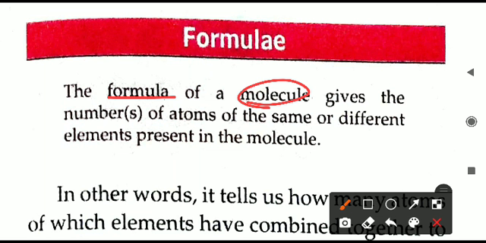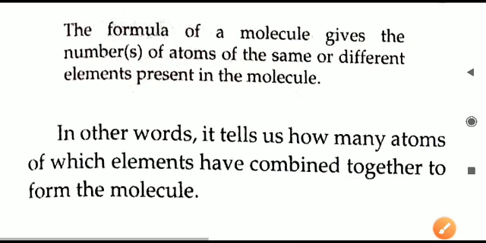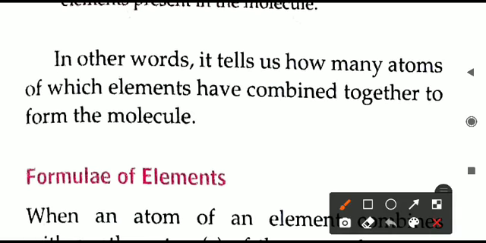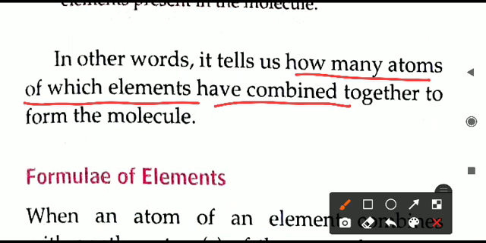Different formulas are there when we represent any kind of molecule. So the formula will tell us the number of atoms which are present in a particular molecule. These atoms may be of the same element, or they can be of different elements in that molecule. So in short, it is telling us how many atoms of which element have combined in the particular molecule. Let's take some examples.